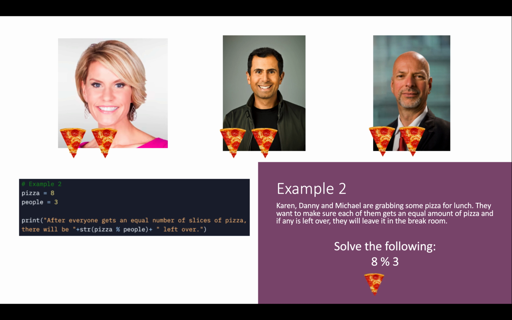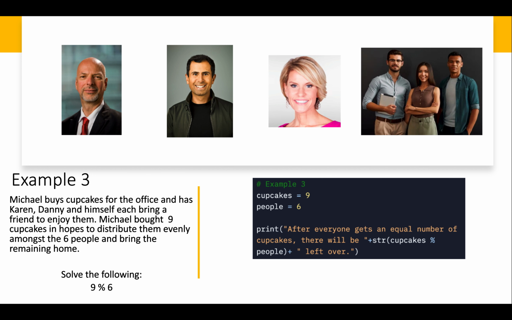So for the third example, Michael buys cupcakes for the office and has Karen, Danny, and himself each bring a friend to enjoy them. Michael bought 9 cupcakes and hopes to distribute them evenly amongst the 6 people and bring the remaining home. So this could simulate 9 modulus 6. You have 9 cupcakes, you have 6 people: Karen, Michael, Danny, and their 3 friends, that's 6 altogether. If we were to write it out in code, we have 9 cupcakes, we have 6 people, just assigning the values to variables, and we're printing out after everyone gets an equal number of cupcakes, there will be, again, cupcakes modulus people, converted to a string, left over.